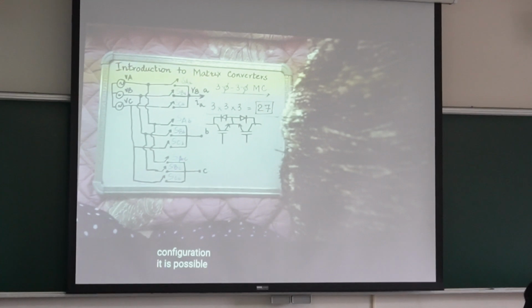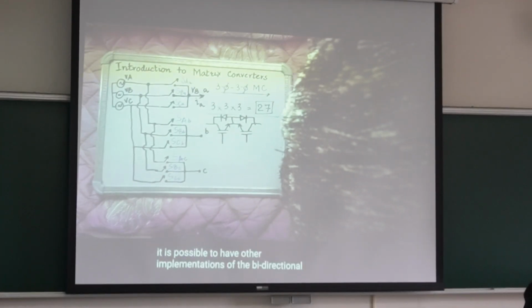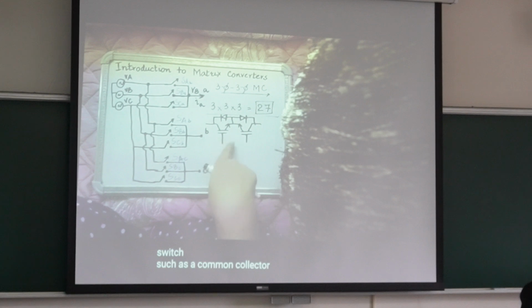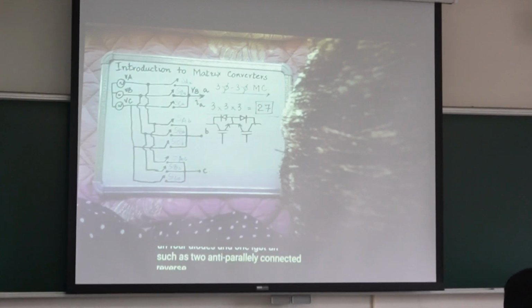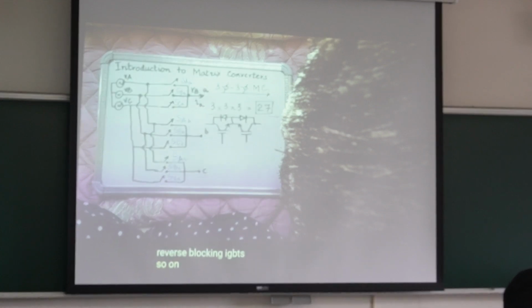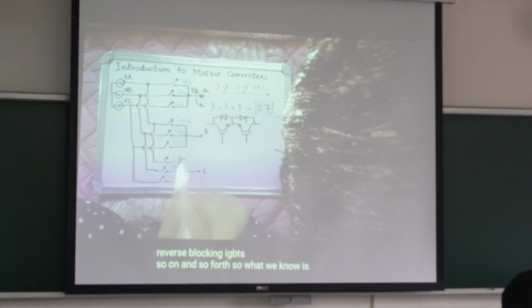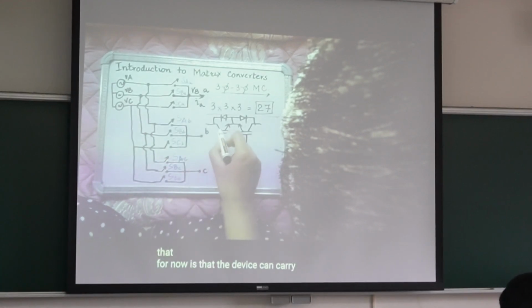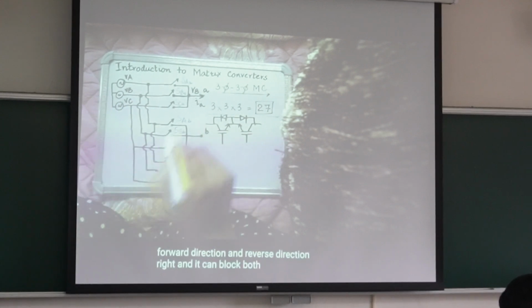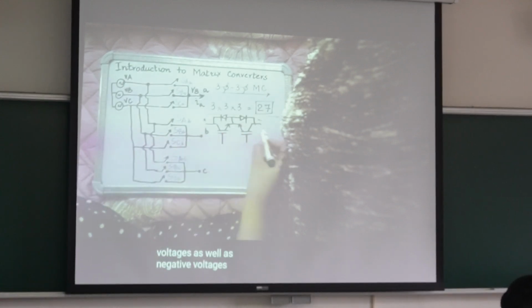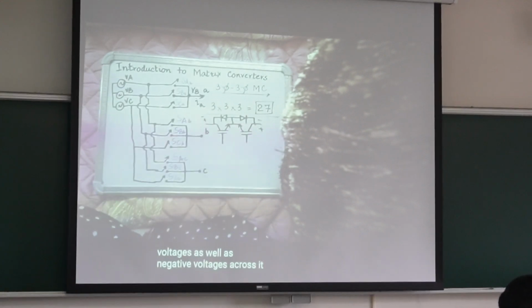It is possible to have other implementations of the bidirectional switch, such as the bidirectional switch configuration with 4 diodes and 1 IGBT, or two anti-blocking diodes and reverse blocking IGBTs, and so on and so forth. What we know for now is that the device can carry currents in both directions, forward and reverse direction, and it can block both positive and negative voltages across it.